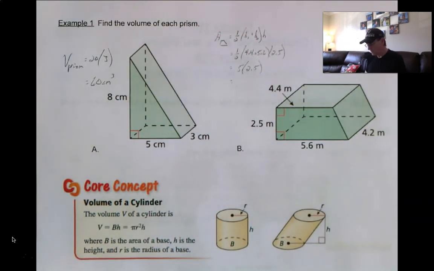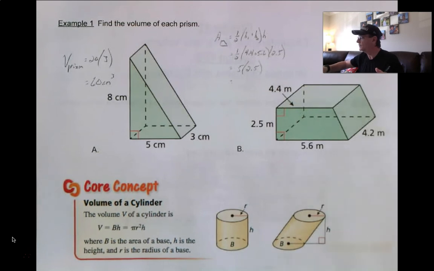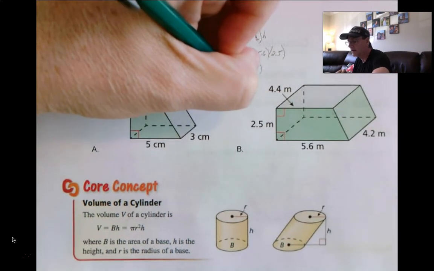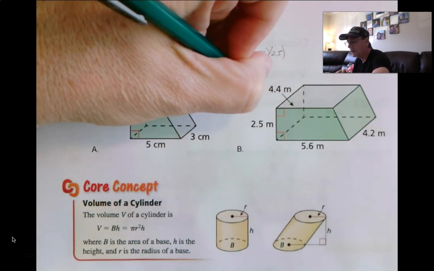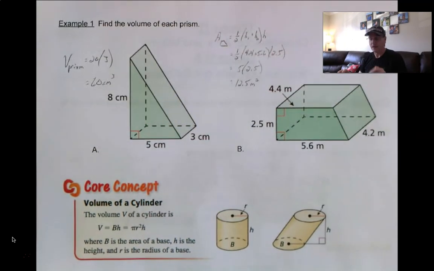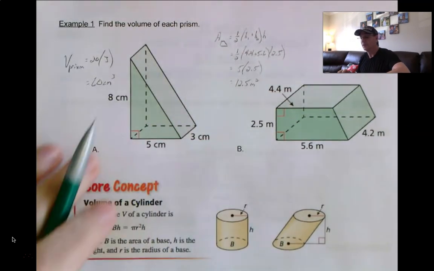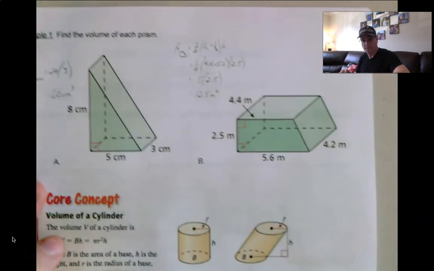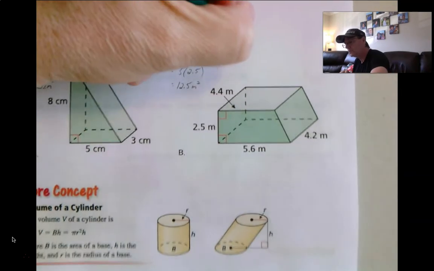is equal to 12.25, I think. 5 times 2.5, 12.25, like I said. 12.5 meters squared. That's the area of the base of the volume. A little bit of space here.